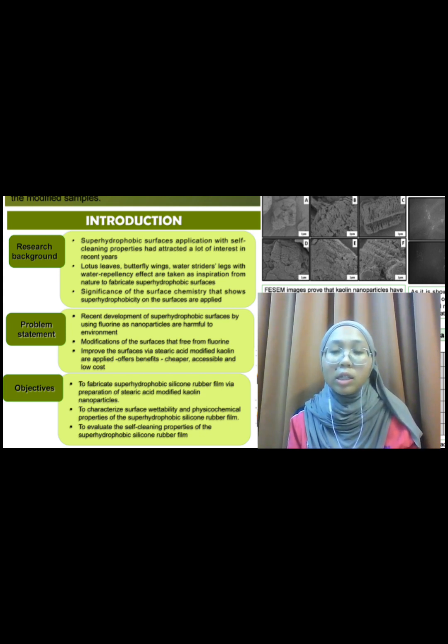The use of stearic acid modified kaolin nanoparticles offers a lot of benefits, which is that it is cheaper, low cost, accessible, and particularly more environmentally friendly than fluorine. Other than that, kaolin is known as a type of clay that is very fine in size, which can naturally be found in nature without needing harmful and hazardous methods to extract it.